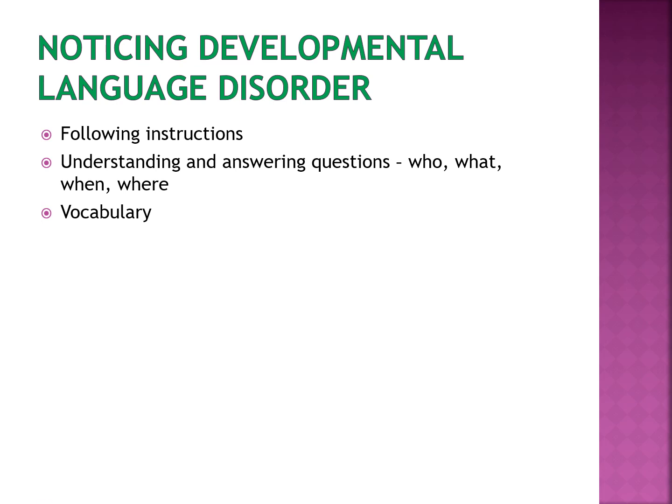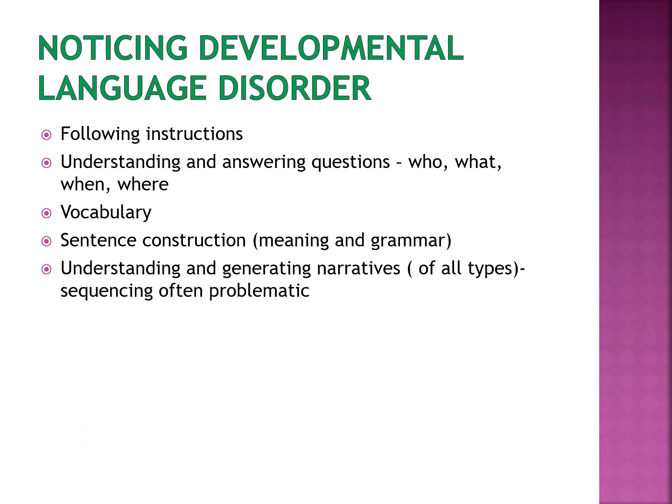They might struggle to construct sentences accurately, both spoken and written, ensuring that the grammar is correct and the meaning is clear. They will certainly find difficulties with understanding and generating narratives of all types. Children and young people with DLD often have problems with sequencing.